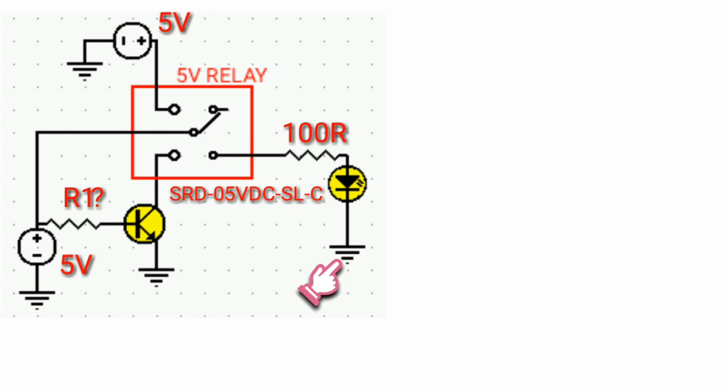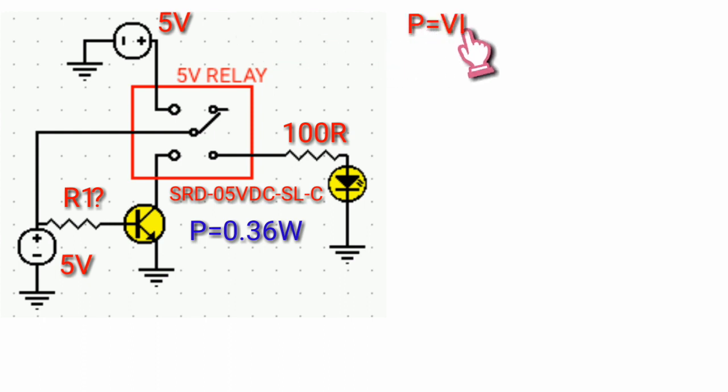The coil power of the relay switch is 0.36 watts according to the data sheet. So now we can calculate the current consumed by the relay switch by using the power formula, which is power equals voltage times the current. Then substitute the value of the power, which is 0.36 watts, equals the rated voltage of the relay switch times the current consumed by the relay switch.